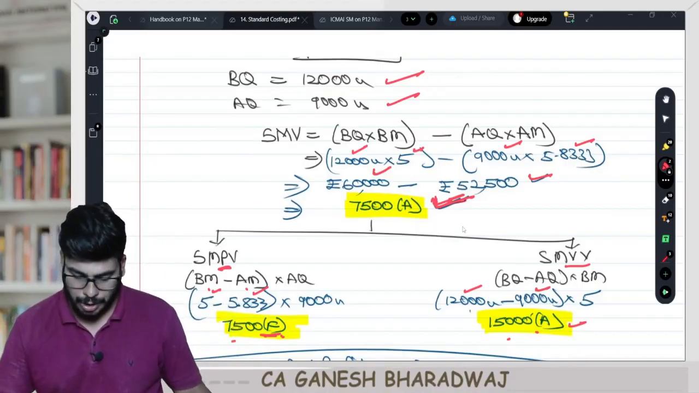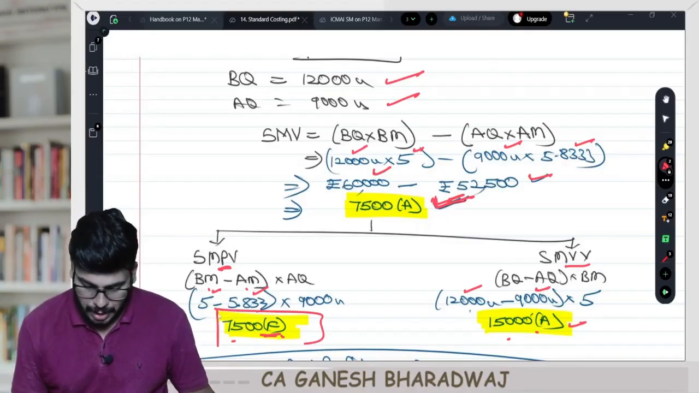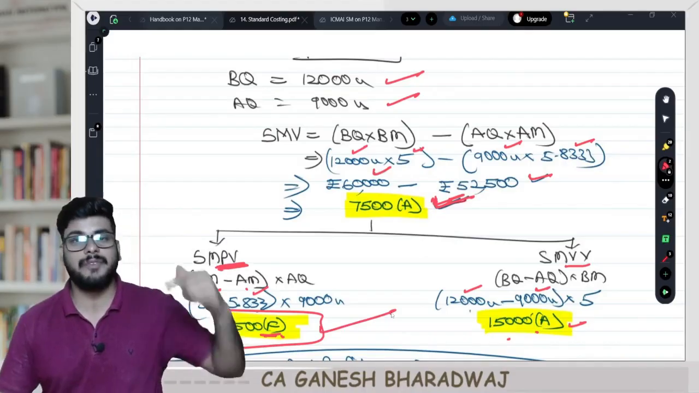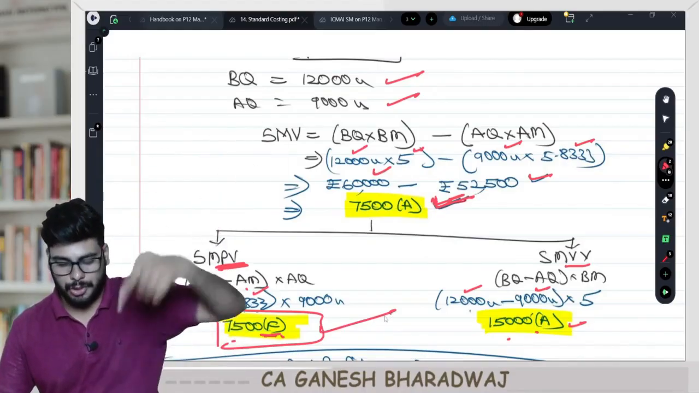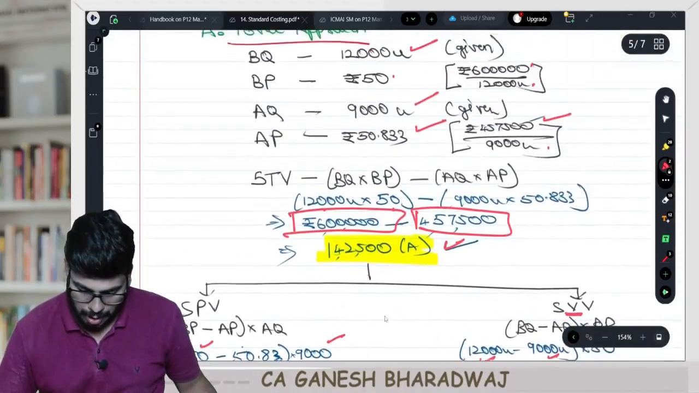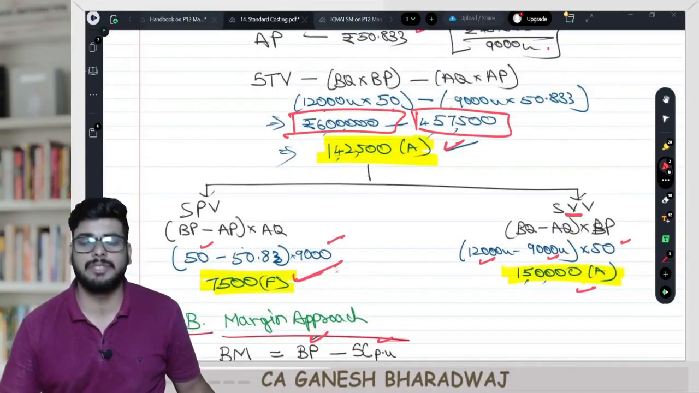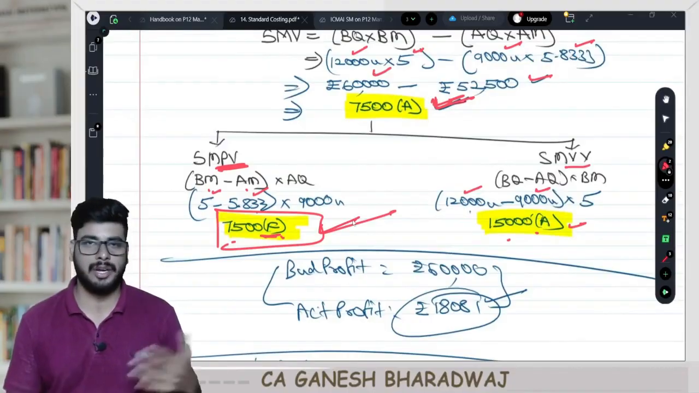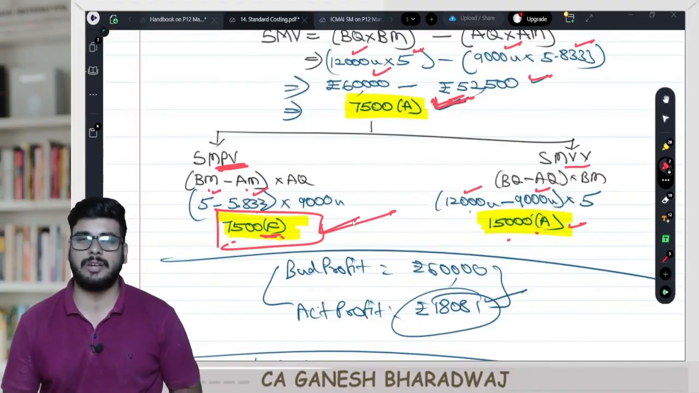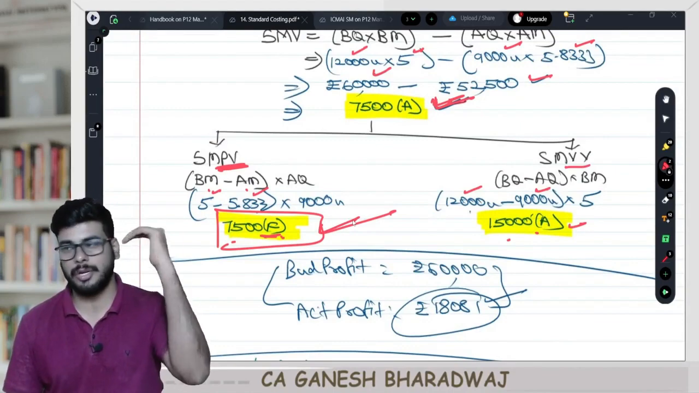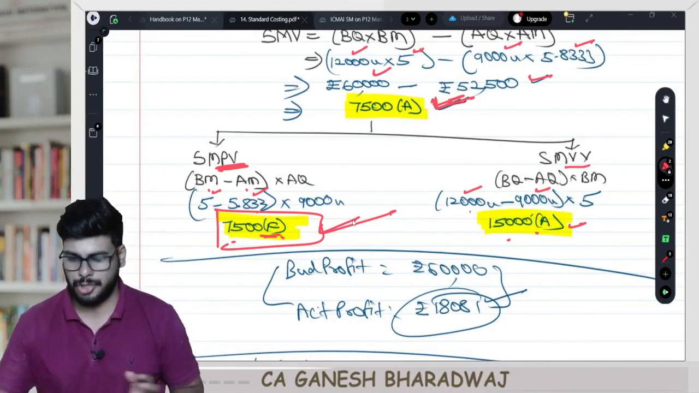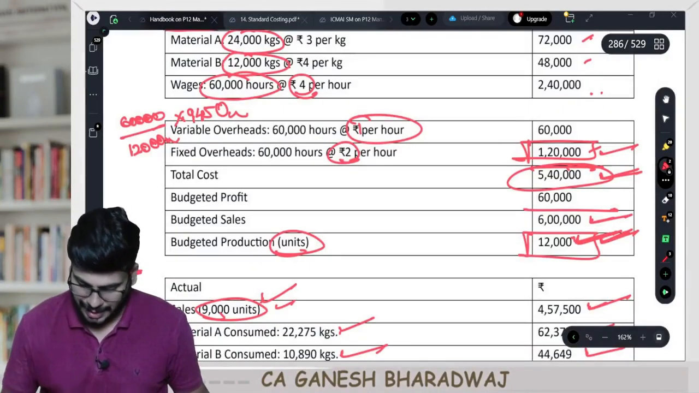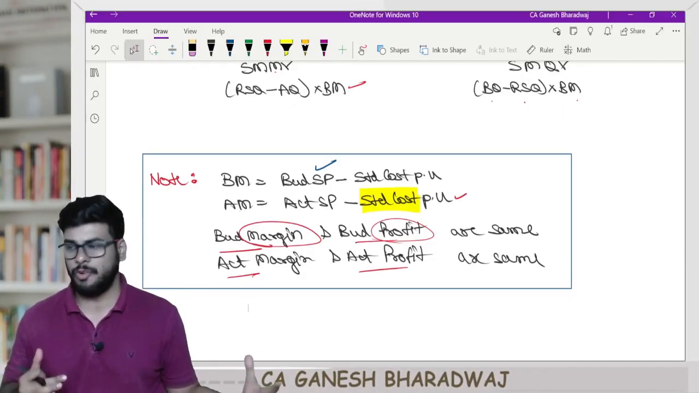And one more thing I wanted to tell you: the price variance will be the same whether you calculate it under the total approach or under the margin approach. Under the total approach, what is the sales price variance? 7,500. Here under the margin approach, how much was it? It is 7,500. Clear with this, guys? So the price variance alone will be the same whether it's computed under the total approach or under the margin approach. Clear with this, guys? Right? So that is about this entire chapter of standard costing.